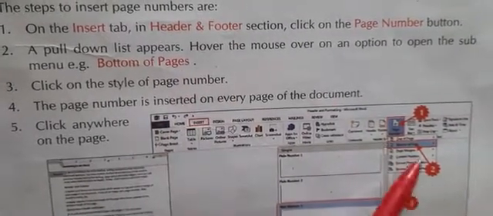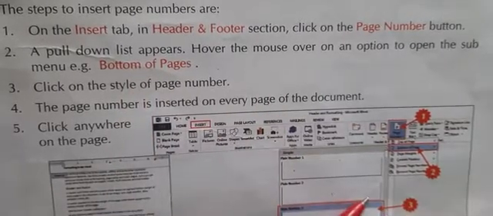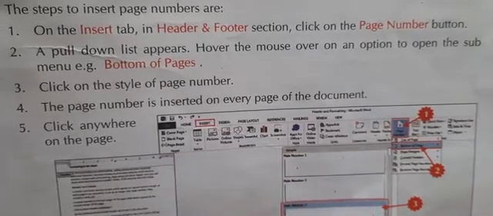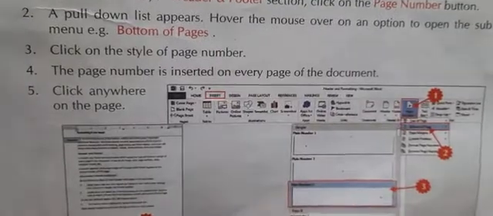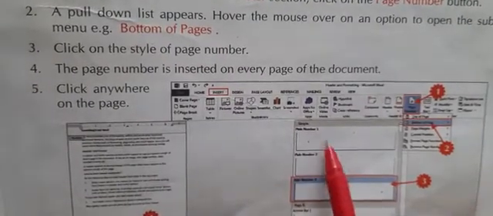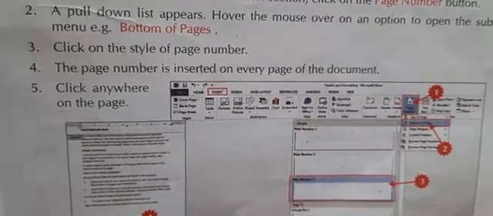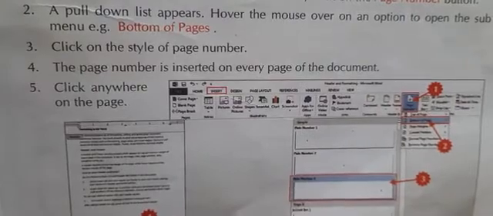Then we can select any of the options. Suppose we have selected at the bottom of the page. After that, we will select the style of page number, that is, how the page number should appear. We can select any style of page number. Then the page number will be inserted on every page of the document.